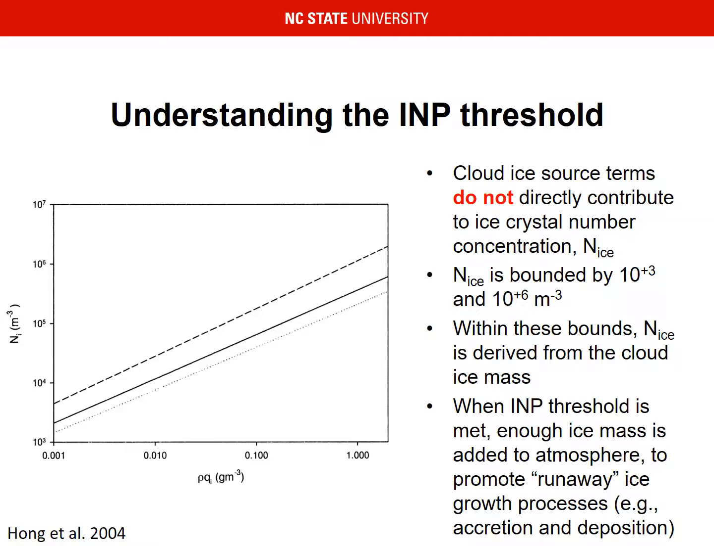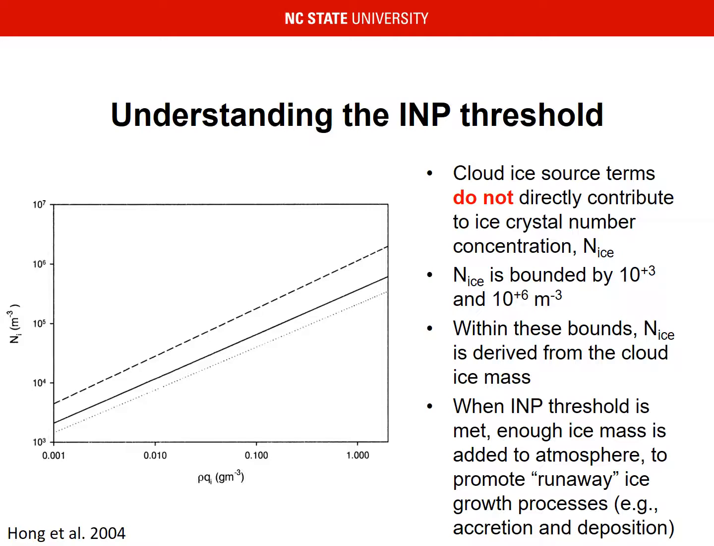And within those artificial bounds, the N_ice is actually derived from the cloud ice mass. So going along the x-axis in this illustration off to the left, over 4 orders of magnitude in the amount of mass in the cloud ice were artificially bounded by 1,000 crystals to 1,000,000 crystals per cubic meter. And that's really, to a large degree, independent of temperature.